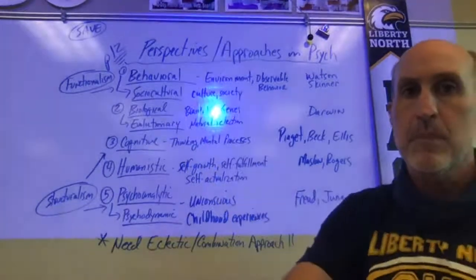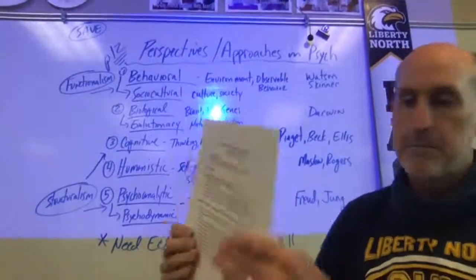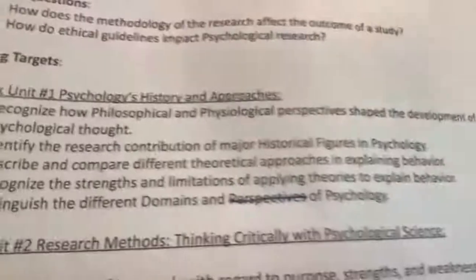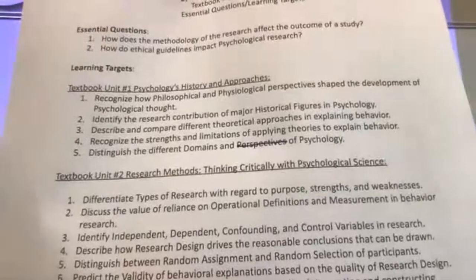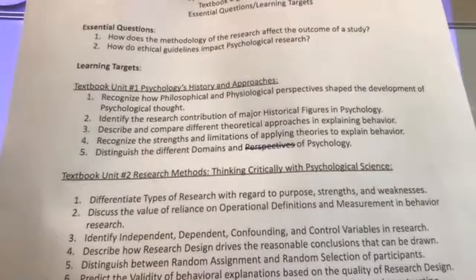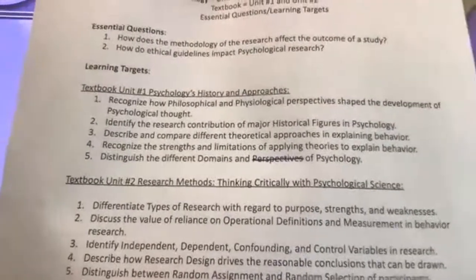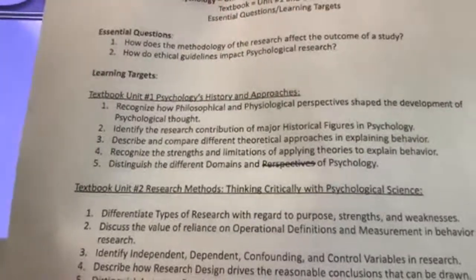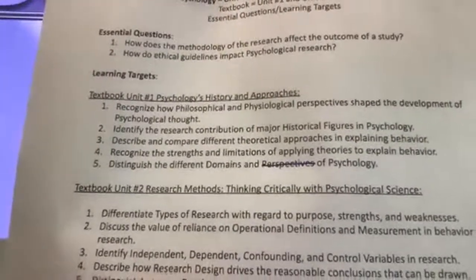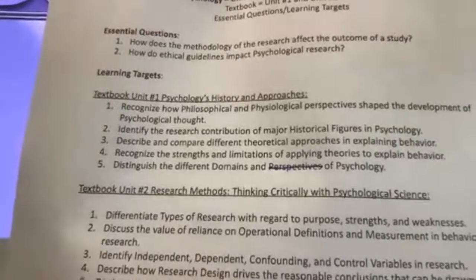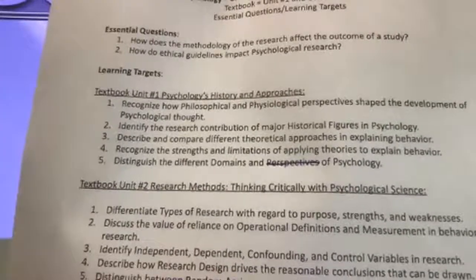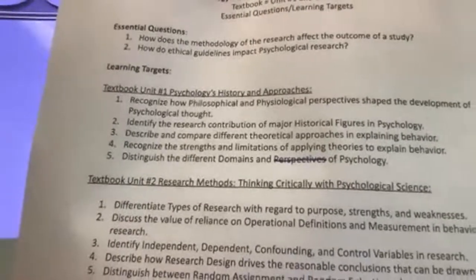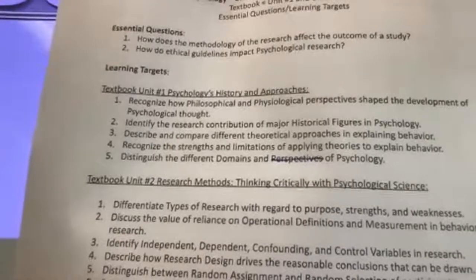Now, also, we are going to be answering learning target number 3 and number 4 of unit 1. Basically, we're going to summarize the major perspectives and approaches in psychology. And then we're going to answer number 4, which is to discuss limitations to applying those approaches and perspectives to behavior.